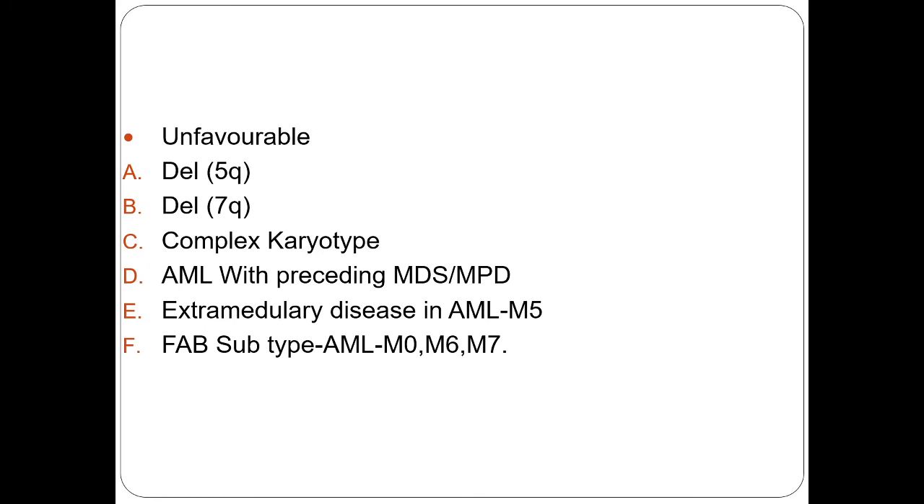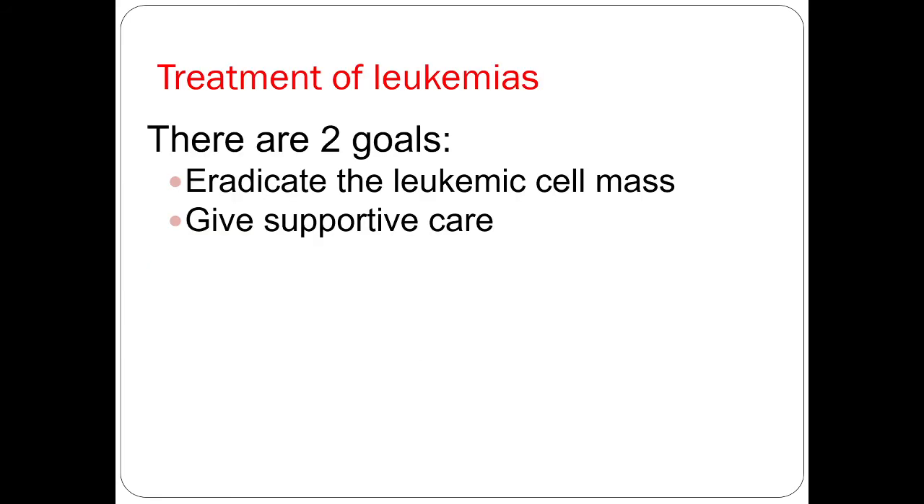Unfavorable, deletion 5q, deletion 7q, complex karyotype, AML with preceding myelodysplastic syndrome and myeloproliferative disorder, extramedullary disease. In case of M5, FAB subtyping like M0, M6 and M7.